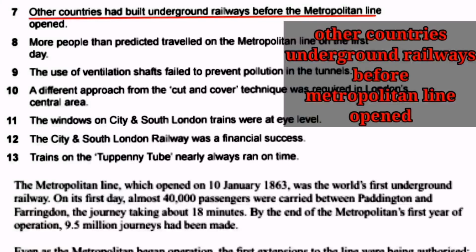In paragraph 6, first line: The Metropolitan Line, which opened on 10th January 1863, was the world's first underground railway. It means that the Metropolitan Line was opened on 10th January 1863 and was the world's first underground railway. So we can say that before the opening of the Metropolitan Line, there was not any other underground railway in the world. Whereas question number 7 is, other countries had built underground railways before the Metropolitan Line opened. So the answer of question number 7 is false.